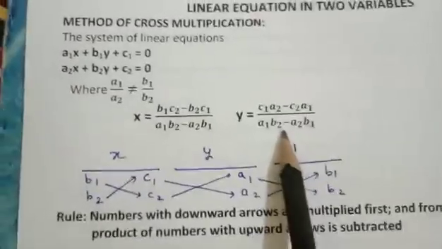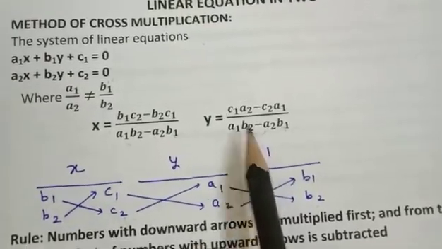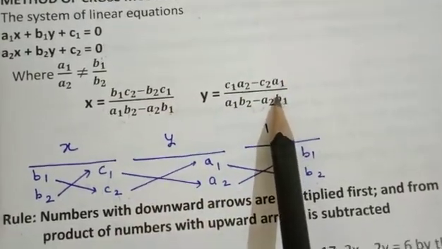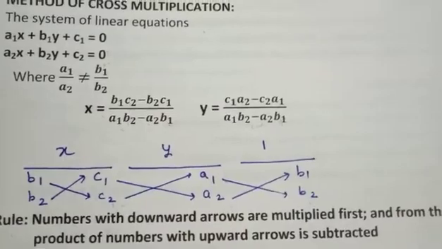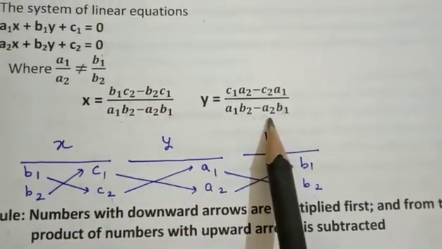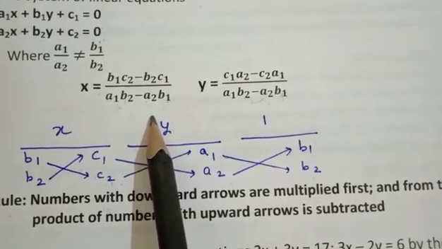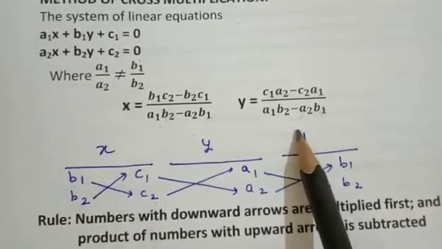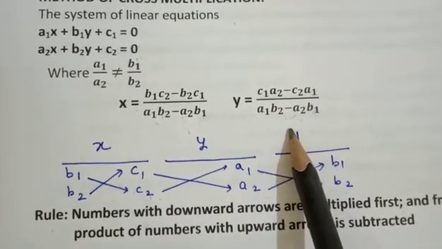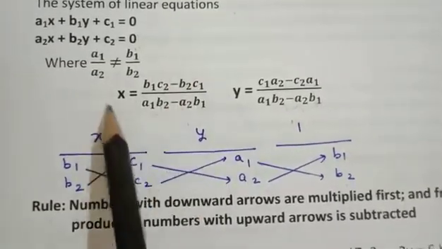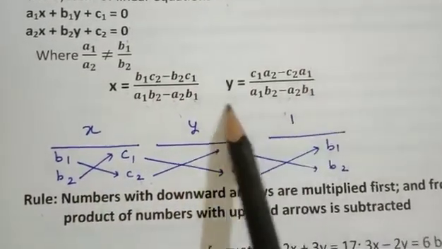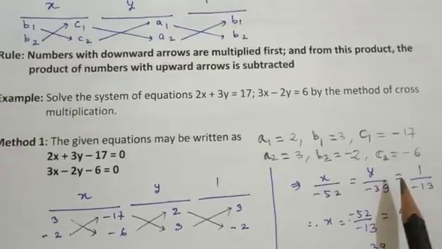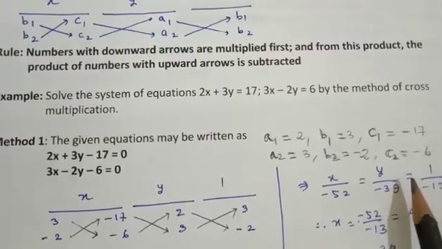The benefit of this method of cross multiplication is that we have got a separate formula for finding x and for finding y. That means the values of x and y are independent of each other. I can find out the value of x separately and then y separately. This was not possible in the method of elimination or substitution. So this is the ready-made formula to find x, and this is the ready-made formula for finding y.